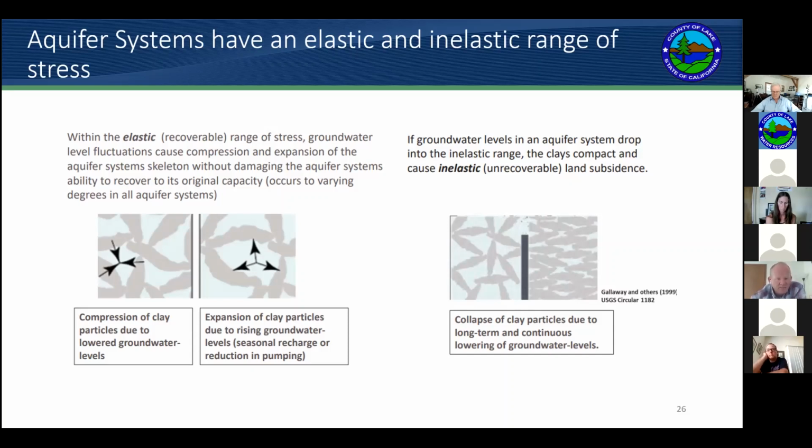Inelastic subsidence is what I mentioned previously, when you remove, in a lot of cases, groundwater, and that aquifer can no longer retain that framework, that structure, and it collapses. And once it collapses, it's almost impossible to regain that elevation. So that's referenced as inelastic or unrecoverable land subsidence. So I don't know, it's just an interesting concept, and hopefully that's somewhat clear.